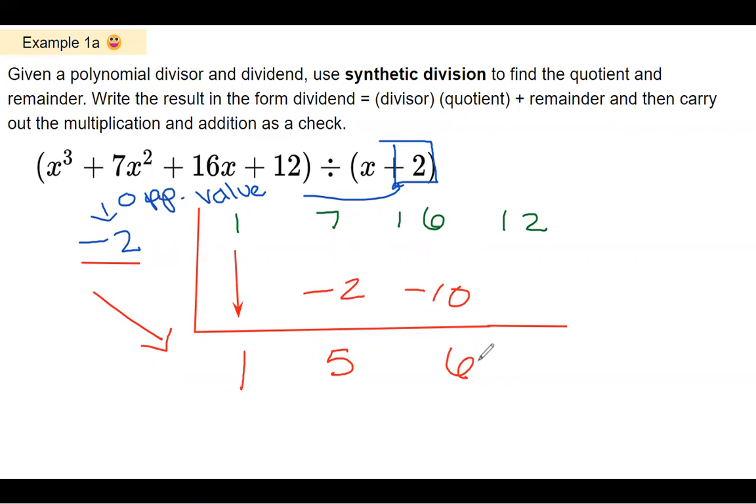Negative 2 times positive 6 gives me negative 12. What is my remainder? 0. Now, what did we say if we had a remainder of 0? Is my beautiful polynomial factor x plus 2? Yes, it is. So it is a factor.